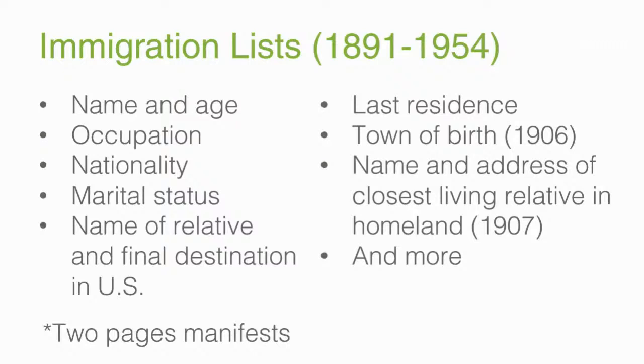Note that most of these, especially the ones starting around 1906, are actually 2-page manifests. And so you want to make sure that you get both pages of that manifest. Note if you're working with ellisisland.org that they sometimes put those pages out of order. So the second page might be before the one you're looking at, or it might be after.